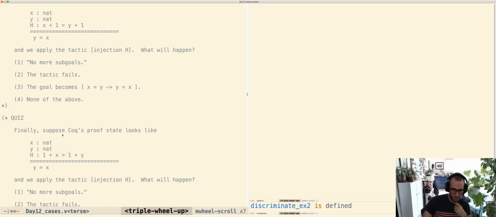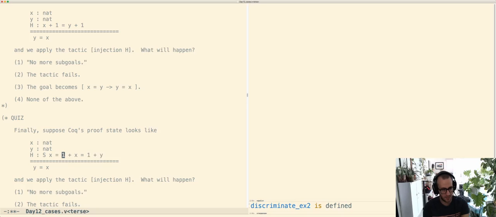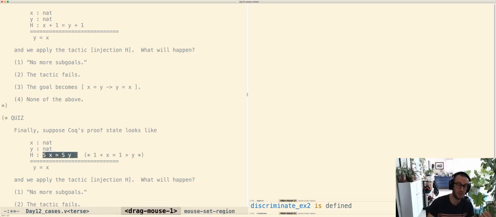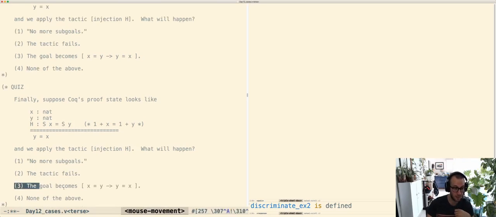Very similar problem, but this is actually going to reduce to S of x equals S of y, if you remember the definition of plus. Like every other tactic we've seen, reflexivity and so on, Coq will happily simplify before your tactic happens, which means that Coq will actually see H this way. It'll see H as S of x equals S of y. Now, S is a constructor, so injection should succeed. And number 3 will be what happens here.